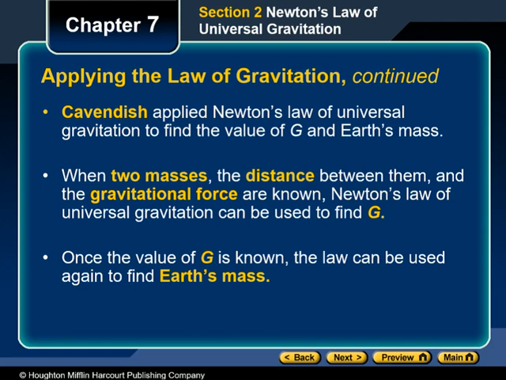These 2 small spheres are attracted to 2 larger spheres by the gravitational force, as is shown in figure 2.4b. The angle of rotation is measured by a light beam and is then used to determine the gravitational force between the spheres. When the masses, the distance between them, and the gravitational force are known, Newton's law of universal gravitation can be used to find big G. Once the value of big G is known, the law can be used again to find Earth's mass.